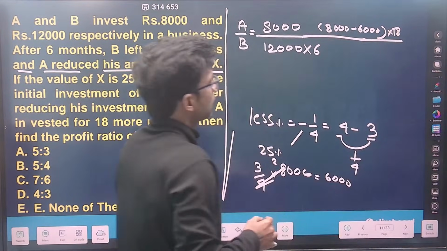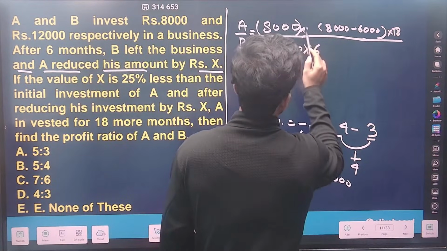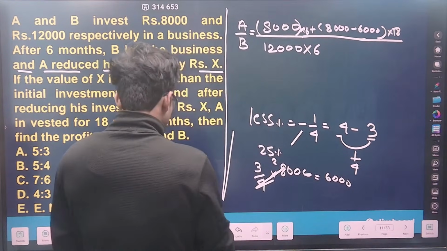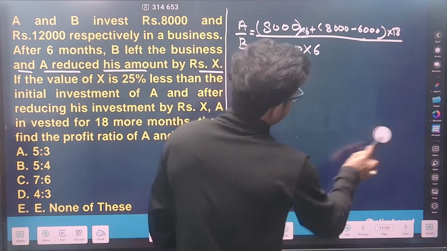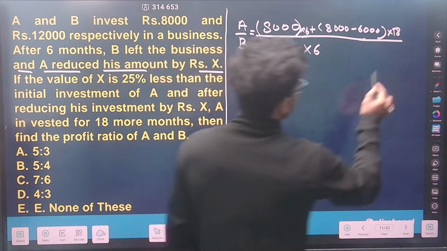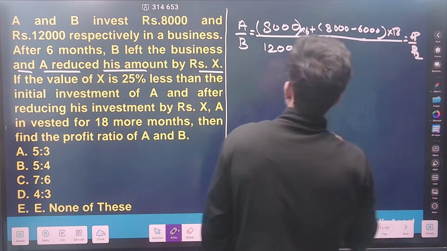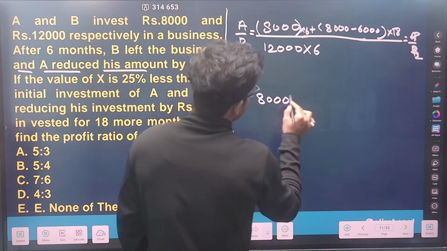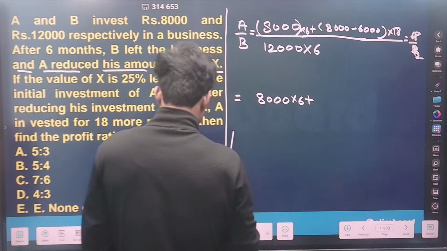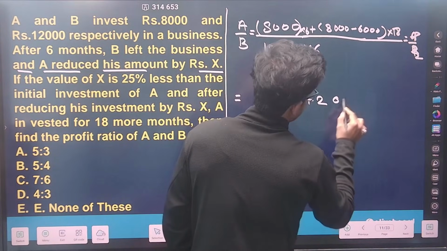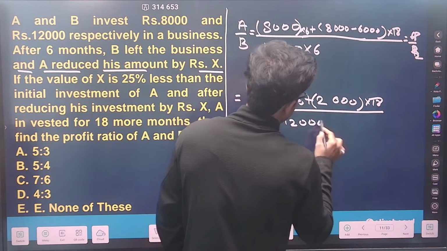Is it clear? This much I hope so. This is clear to everyone, correct? And with this amount, he's in the business for 6 months, correct? Plus. Now, if this equation is clear to you, now we have done, okay? Now, this was the theory part, and they are asking the profit ratio, which will become A is to B, profit of A to the profit of B. So basically the solving part is 8,000 multiplied by 6 plus 2,000 multiplied by 18, divided by 12,000 into 6.